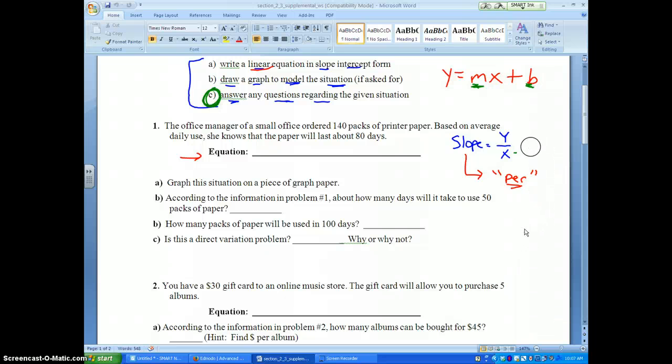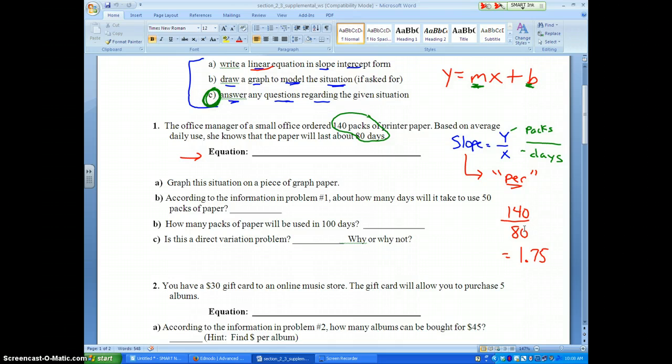So, since slope is the word per, x in this case is probably the days, since that's time. That leaves the packs of paper as the other variable, which would be the y variable. So what we're basically looking for is we're trying to figure out a slope, that is, how many packs per day is used. Well, very simply, packs per day would be 140 packs divided by 80 days. And if you actually work that out, that comes out to be 1.75.